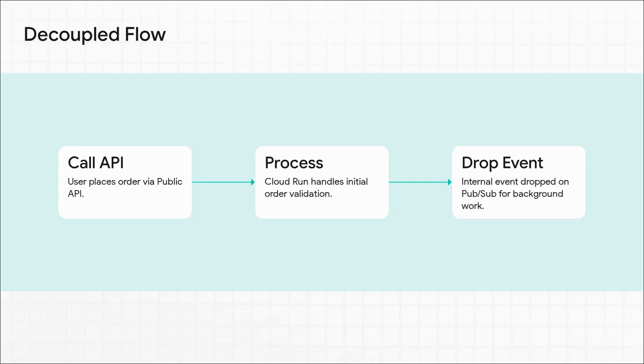Cloud Run simply drops an internal event onto Pub/Sub for background fulfillment and instantly returns a success. Your order is placed, message back to the user. It's brilliant. Synchronous ingestion hands off beautifully to asynchronous processing.